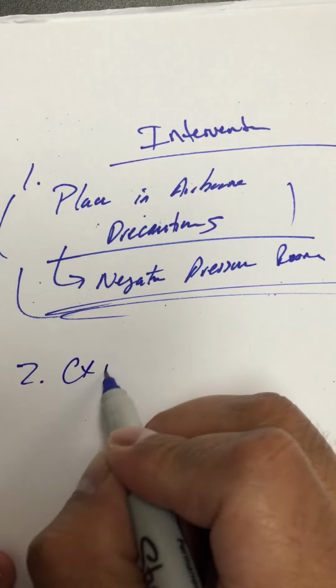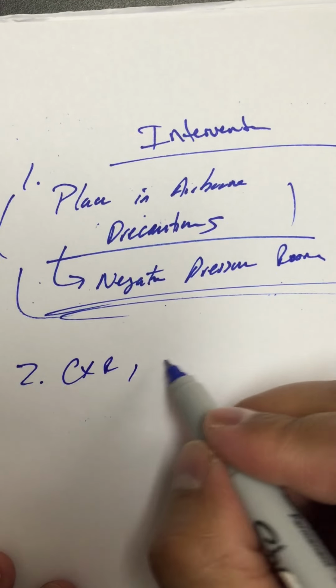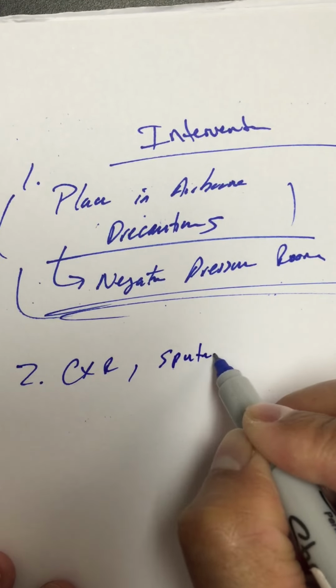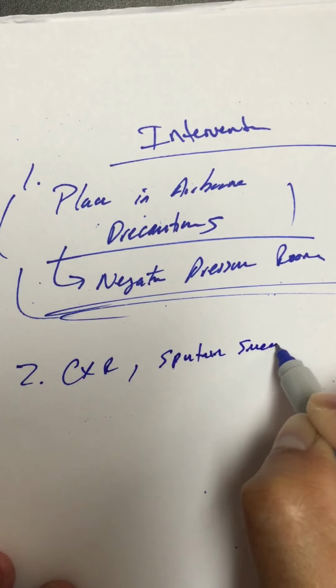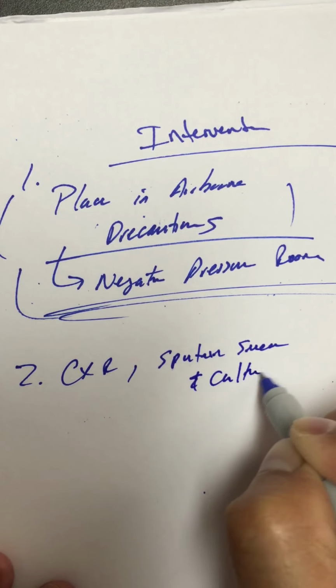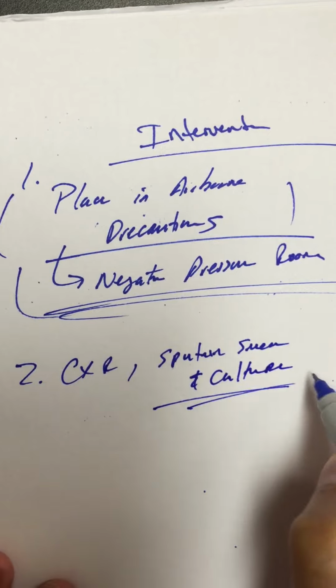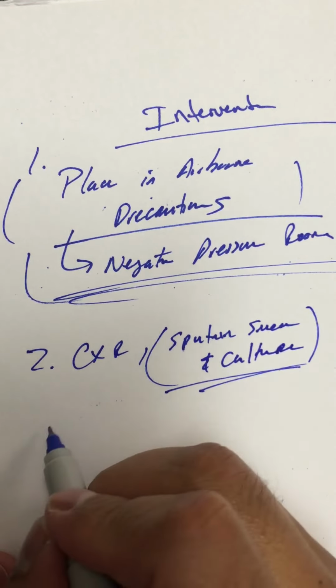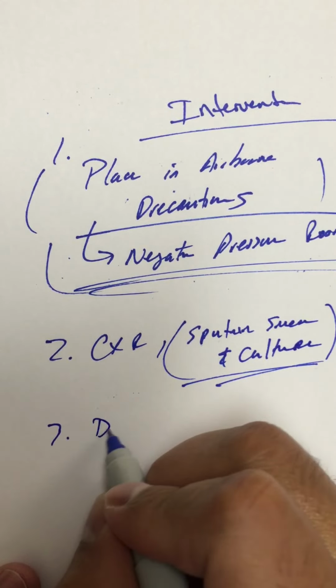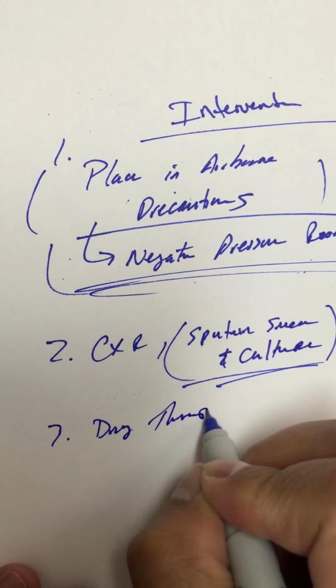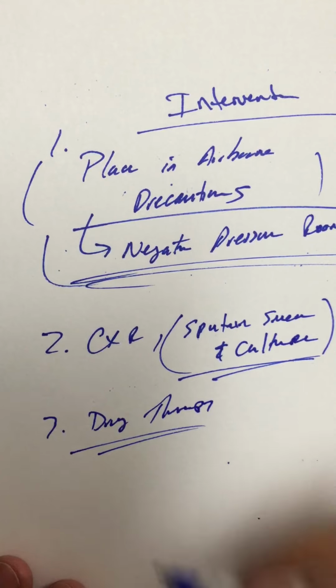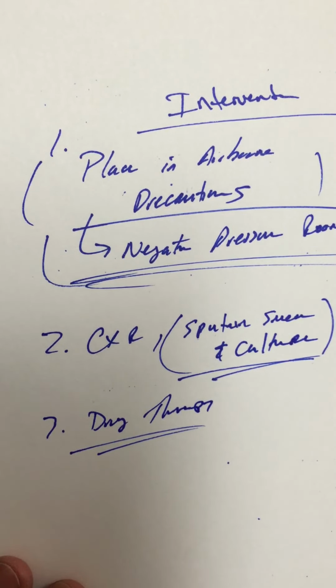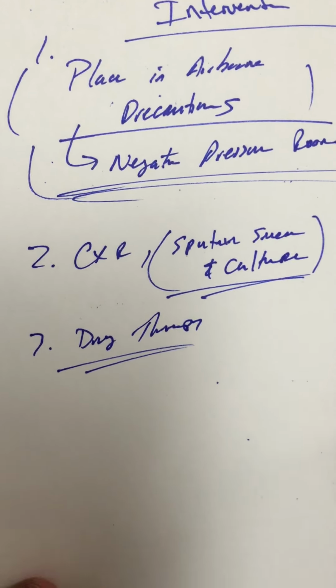2, you'll make sure you obtain that chest x-ray. You'll make sure you get your sputum smear and culture. Okay, again, you make sure you obtain that sputum smear and culture right away. You start them on drug therapy right away. And as always, you make sure you get your baseline liver function tests. You want to make sure that the liver is functioning well.